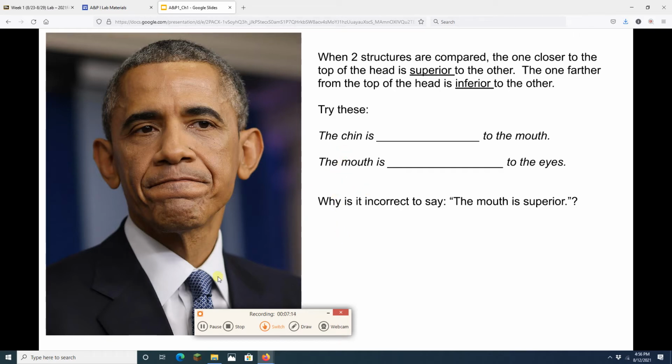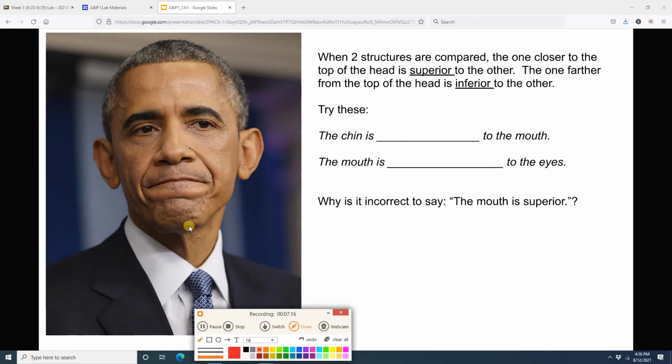His chin is what to his mouth? His chin is blank to his mouth. Well, his chin, you can see it's below his mouth, so the correct anatomical word would be inferior. I'll just stick an I right there. Now, the mouth, again, there's the mouth, is what to his eyes? Giving you a second to answer here, and hopefully you said inferior.